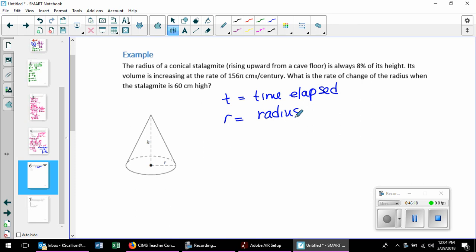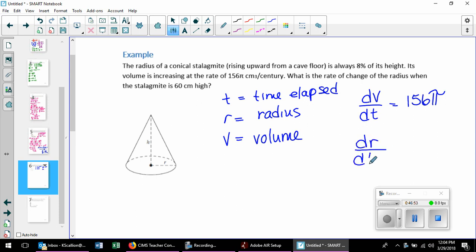The height thing, also confused with volume. Okay, so yes, the height plays a key important part of this, but it really doesn't have too much to do with what we're trying to calculate. We know the derivative of the volume with respect to t is equal to 156 pi. We're trying to find what rate the radius increases. Okay?